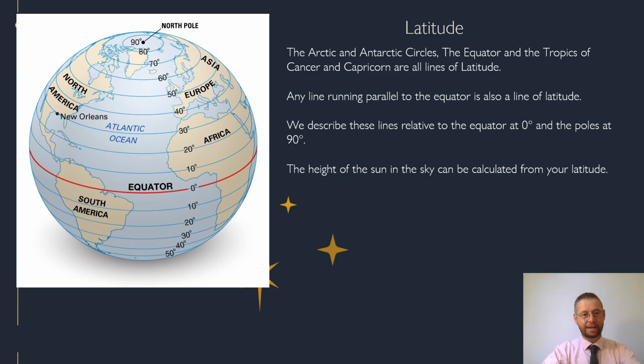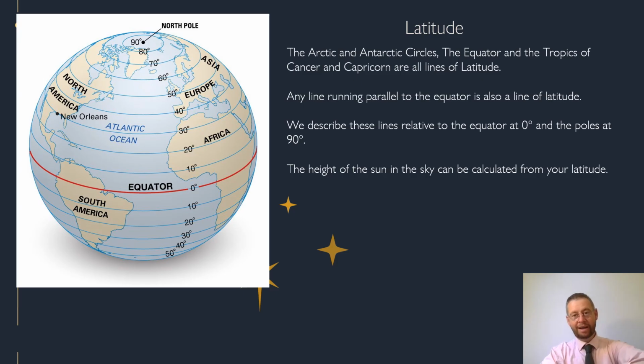So as well as these lines, which are all 23.4 degrees away from the poles or the equator, we can actually measure from the equator up all the way to the North Pole. It's handy for us to be able to give an idea of where we are. So the equator, we describe as 0 degrees of latitude, and the North Pole plus 90 degrees, or 90 degrees north, and the South Pole 90 degrees south.